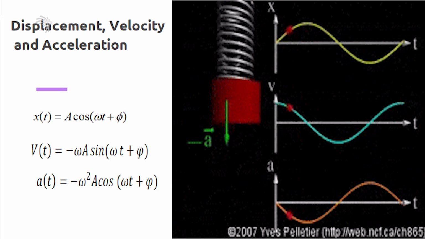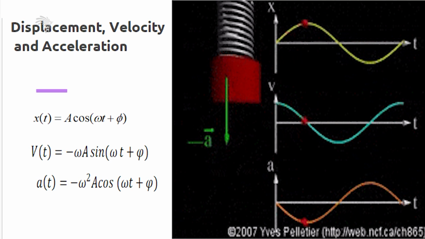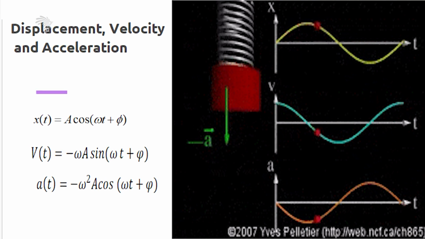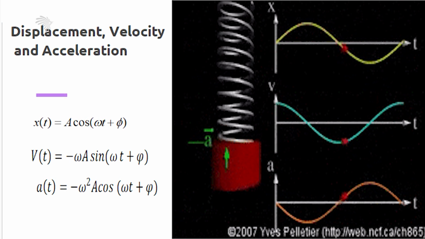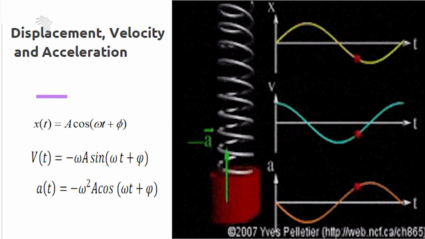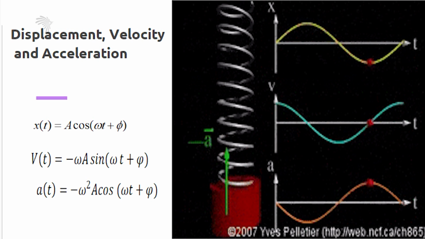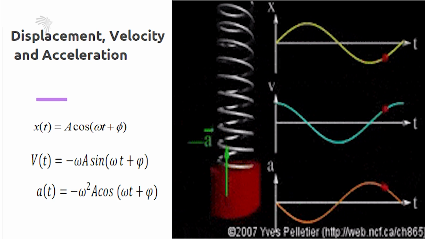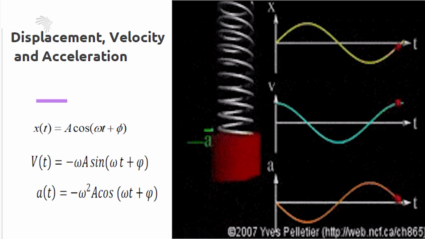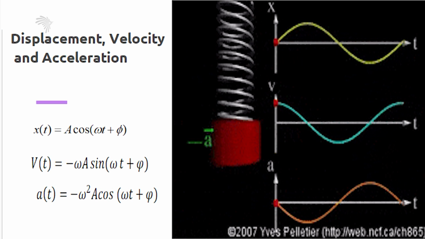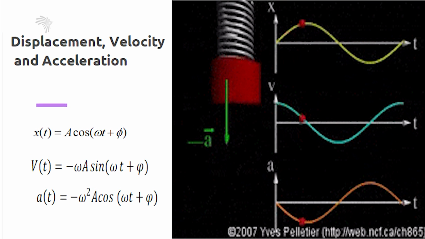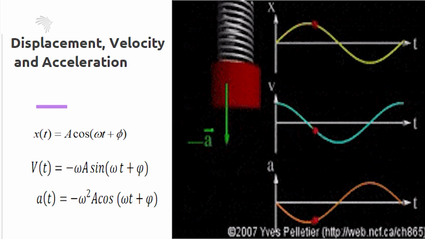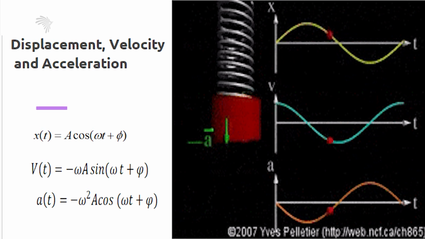With the help of this equation, we can also determine the expression for the velocity and acceleration of an oscillating object, which are given by the first and second derivative of the displacement. As such, the velocity of an object executing simple harmonic motion as a function of time is given by v is equal to minus omega times A times sine of omega t plus phi. And also the acceleration is given by minus omega squared times A times cosine of omega t plus phi.